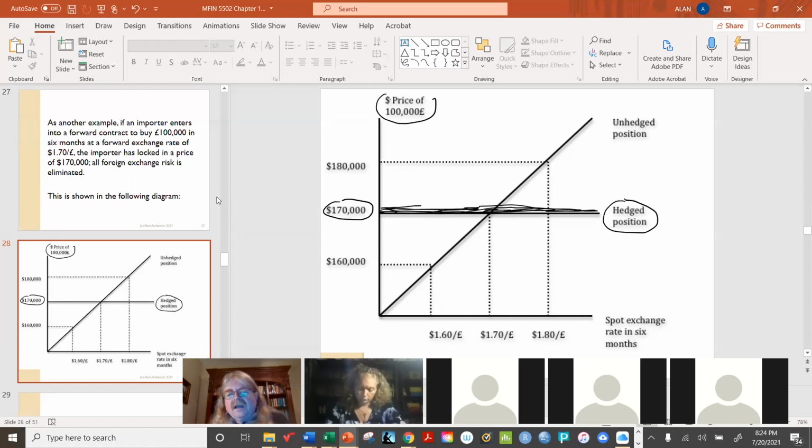If we don't hedge our risk, this upward sloping line represents the cost of buying the pounds. And you can see at $1.70, well, we've broken even. At $1.60, we've saved a bunch of money. But at $1.80, we've lost a bunch of money. So if you don't hedge, you're basically taking a lot of risk. If you do hedge, you've eliminated all of your risk.